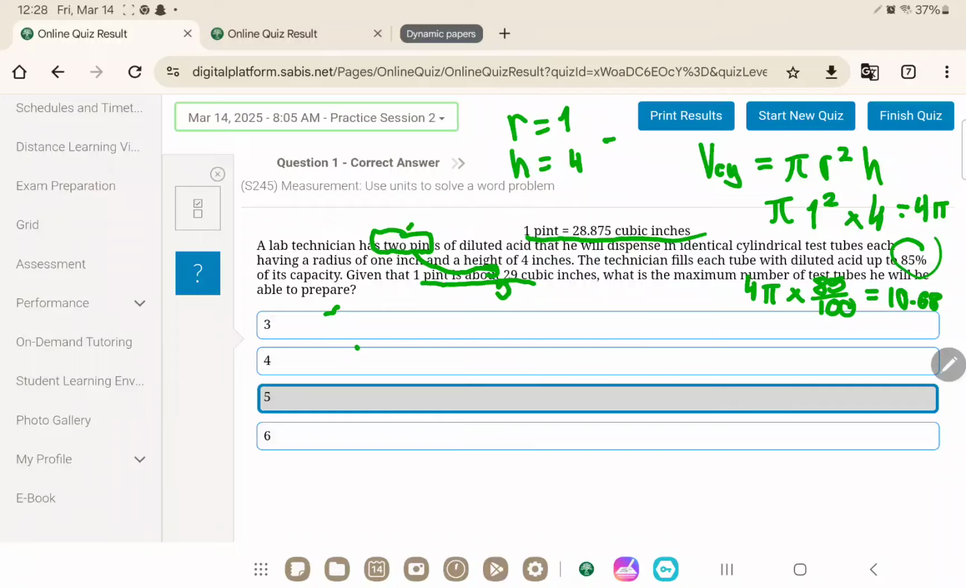Anyways, 58 cubic inches. So what we know now is to divide this by this. So 58 divided by 10.68 is going to give us 5.43. They're asking what's the maximum number of test tubes he'll be able to prepare, knowing that we need to fill up to 85%. It is 5. That's how many test tubes we can prepare.